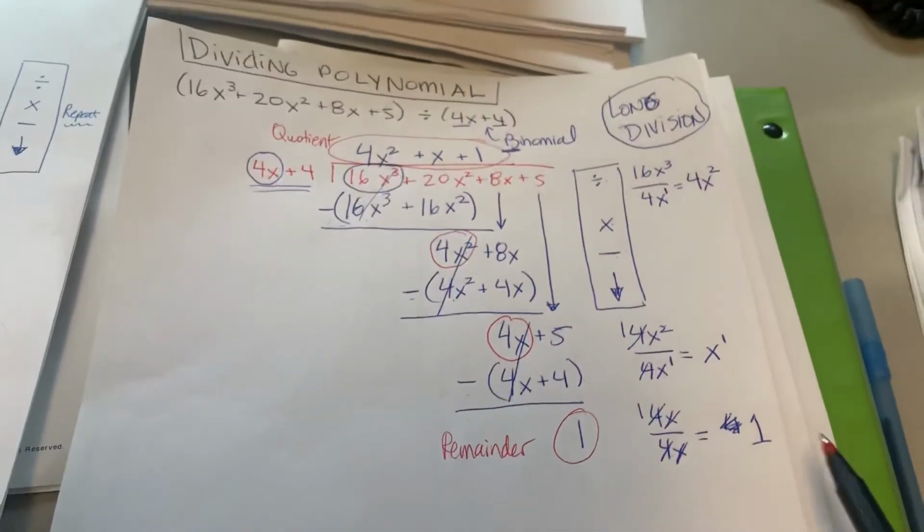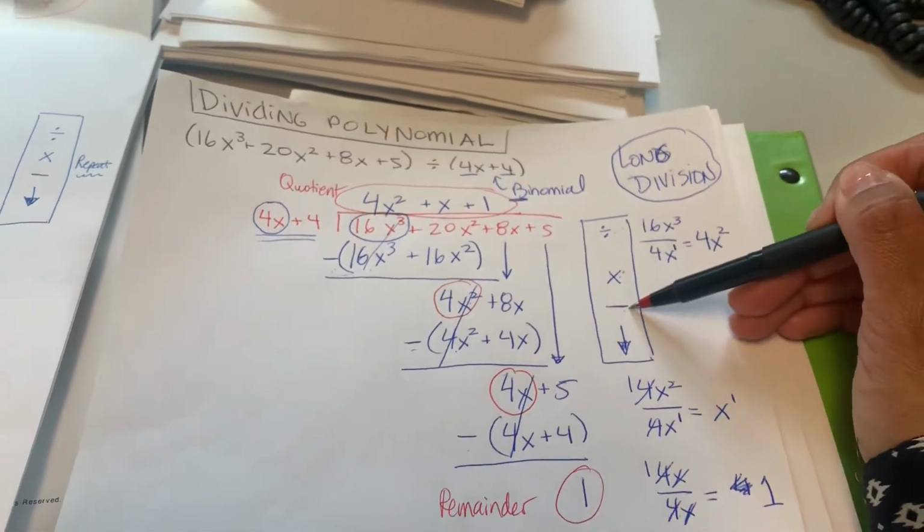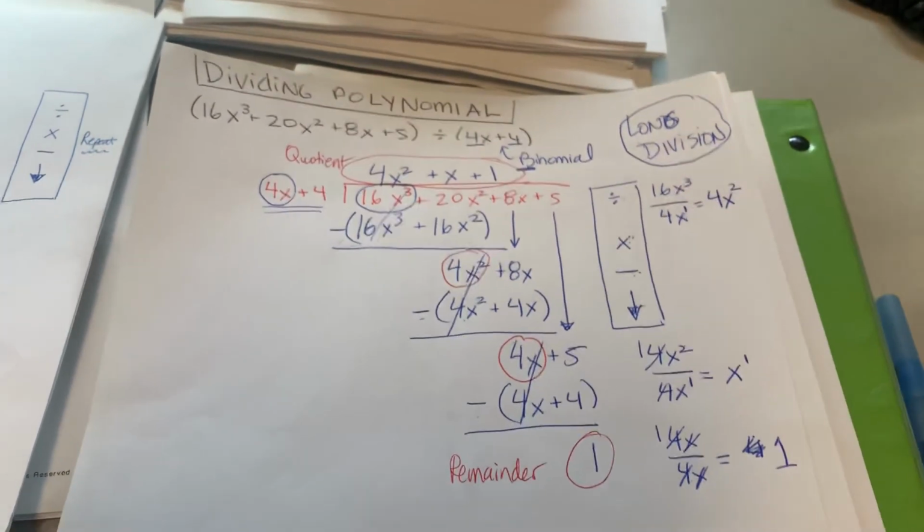Hope that makes sense. Remember, the remote control for long division is divide, multiply, subtract, drop it like it's hot. Let me know if you have any questions.